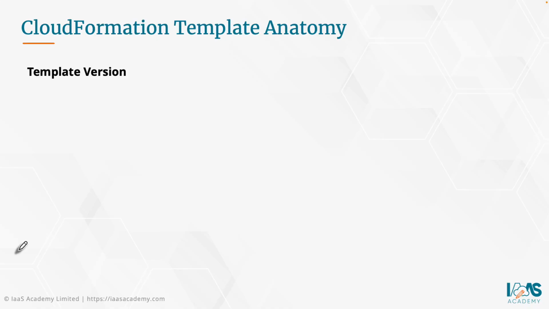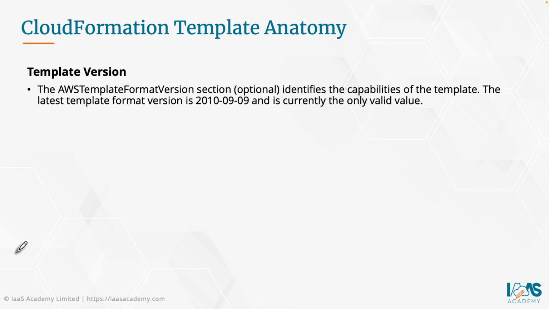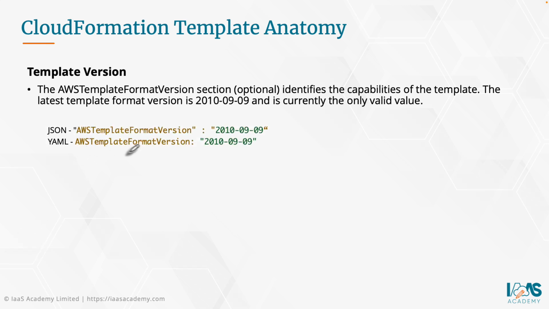Now, we've covered this already in our previous videos. You saw that the template version is basically identifying the capabilities of the template. And the latest version format is 2010-09-09 and is currently the only valid value. So it looks like this. In JSON, that's how you'd present it. In YAML, it would just be AWSTemplateFormatVersion, space, and then in quotation marks, 2010-09-09. It's as simple as that.